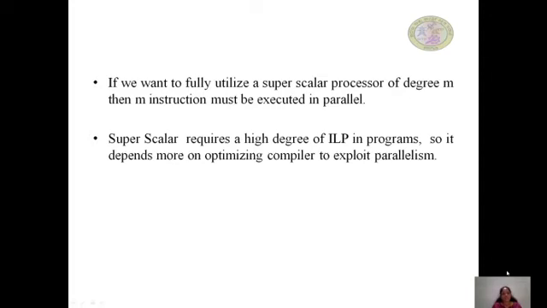A superscalar requires a high degree of instruction level parallelism in programs, so it depends more on an optimizing compiler to exploit parallelism. As I told you, in order to execute multiple instructions in a single clock cycle, there should be no dependency between the instructions. If there is any unnecessary dependency between the instructions, it should be eliminated using additional registers. And to handle that dependency, it can use compiler based optimization and hardware techniques.